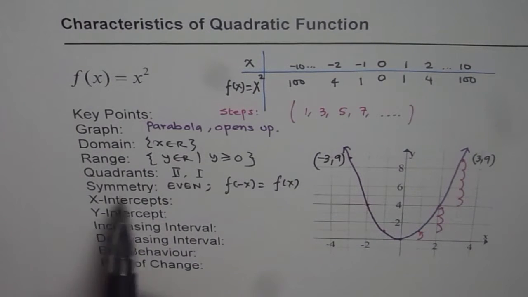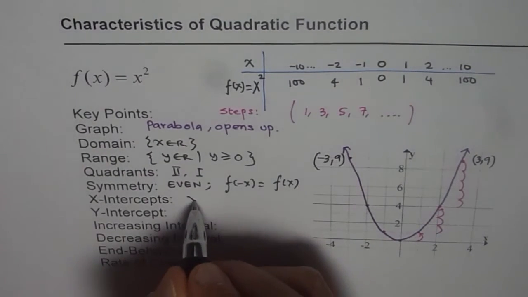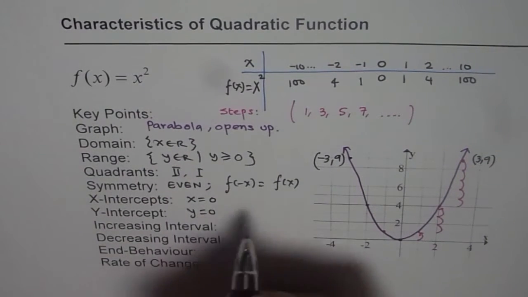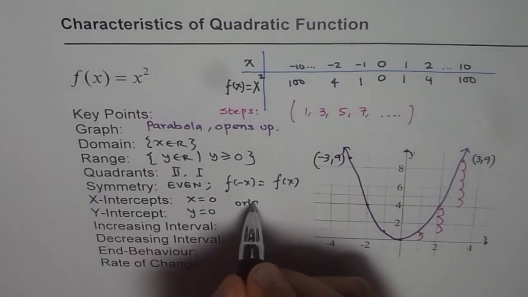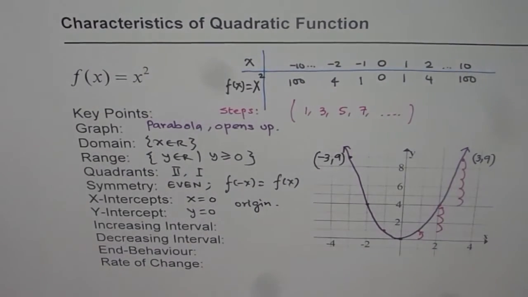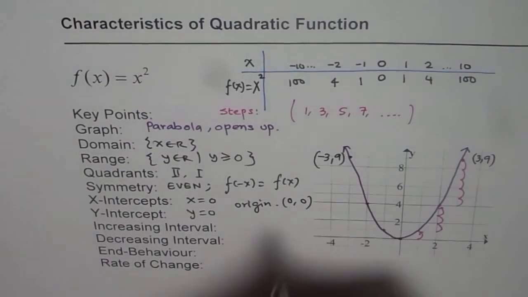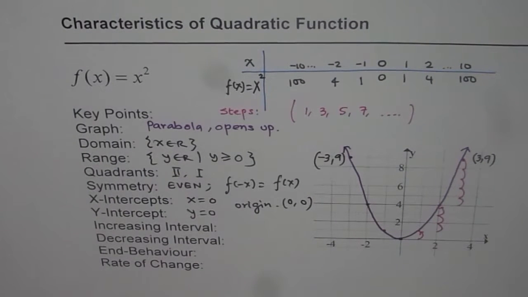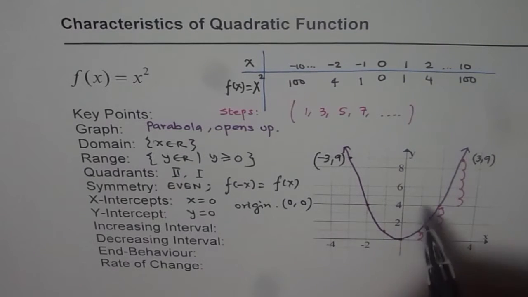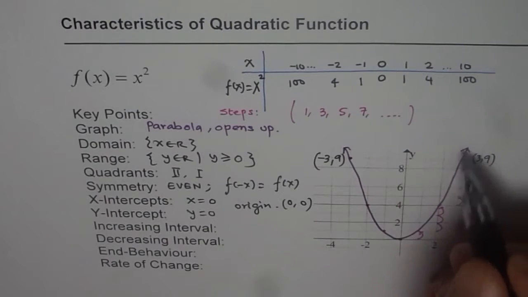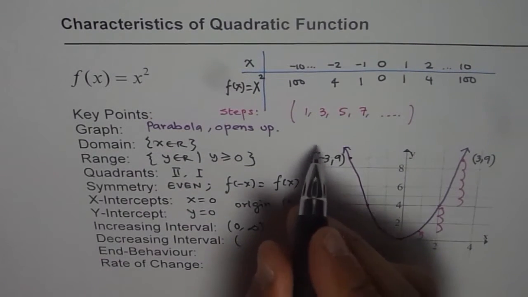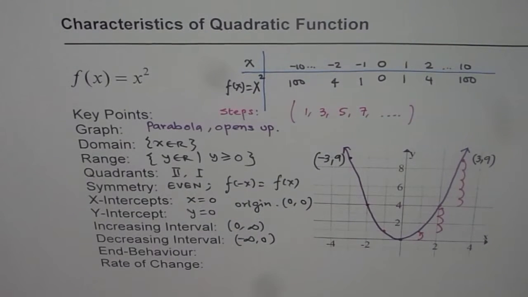Okay? X and y intercepts. X intercept is that x equals 0, and y intercept is that y equals 0. So we say that the origin is on the curve, right? Which is (0, 0), right? Increasing and decreasing intervals. Can you tell me what is the interval of increasing and what is the interval of decreasing? You can see that the function increases from 0 to infinity, correct? So increasing interval is from 0 to infinity, and decreasing is from minus infinity to 0.